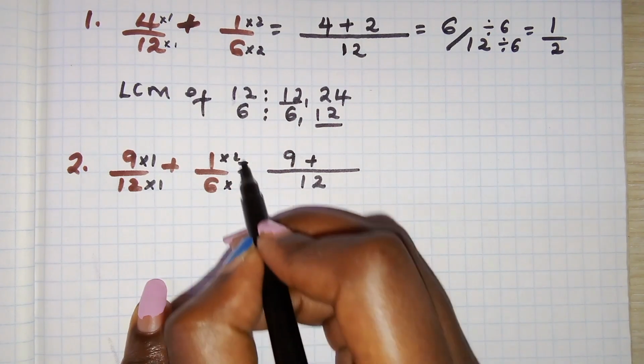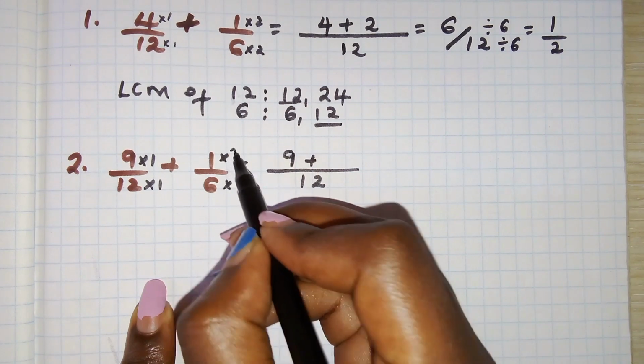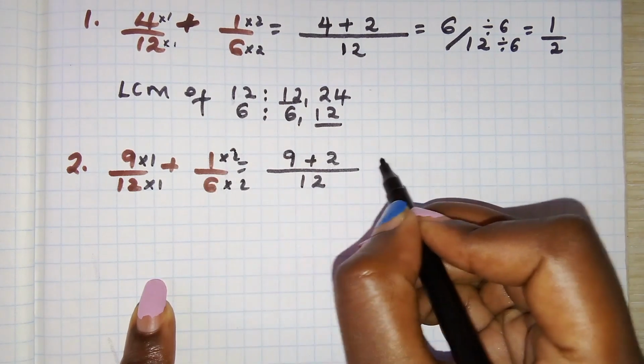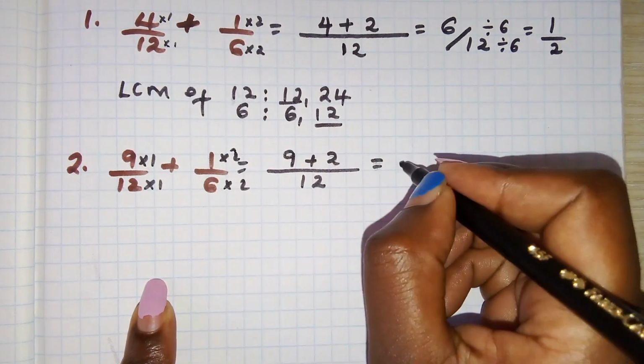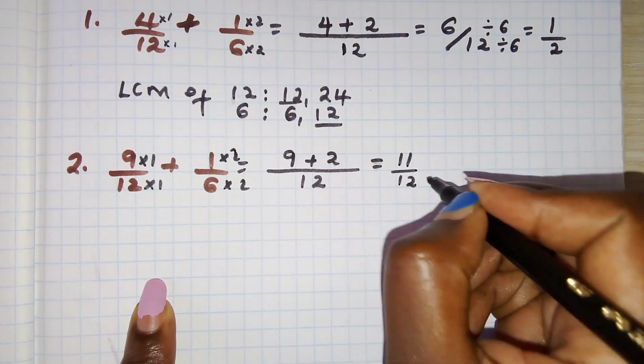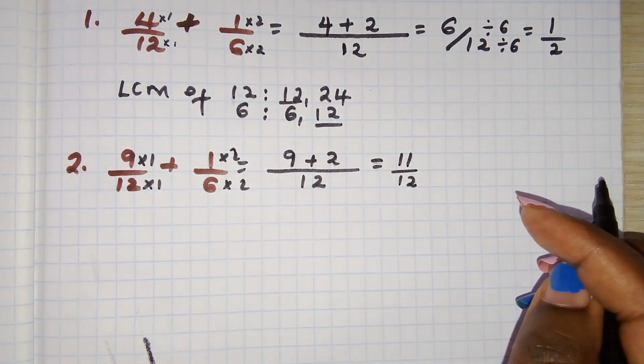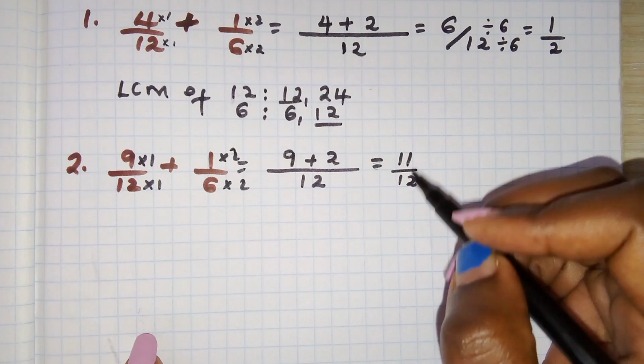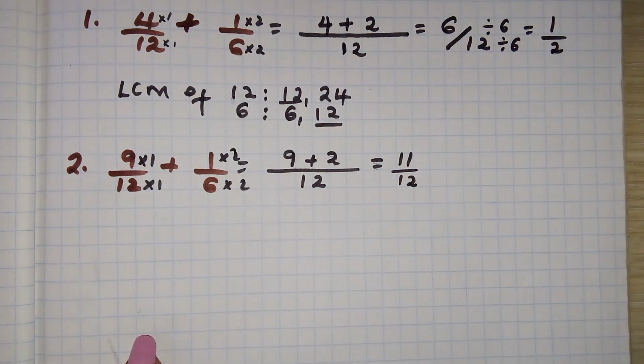Whatever I do at the bottom, we do it on top. 1 times 2 is 2. So 9 plus 2, that would be 11 out of 12. This fraction cannot be simplified because there's no common factor for 11 and 12.